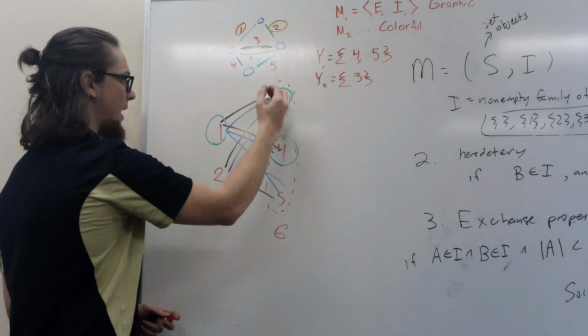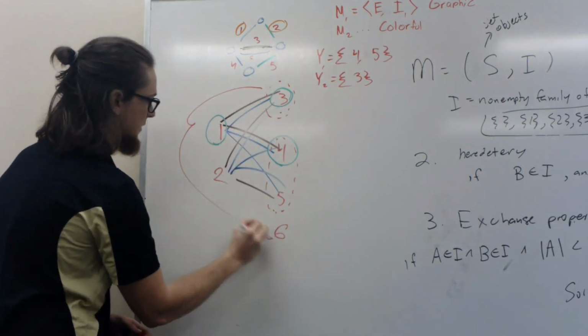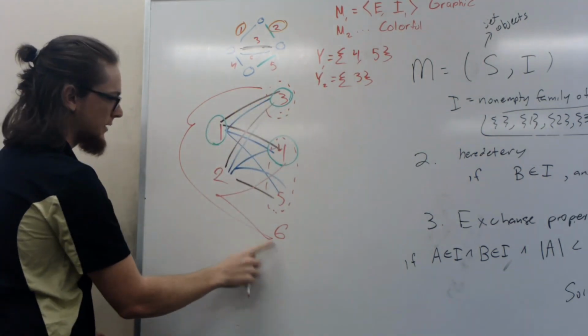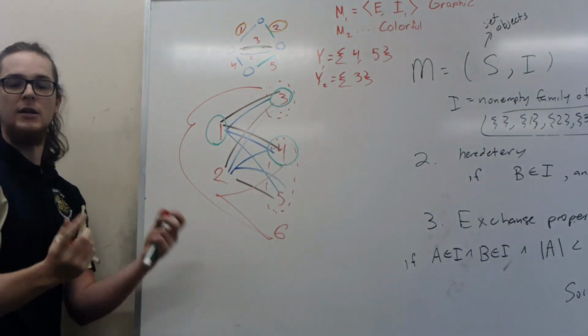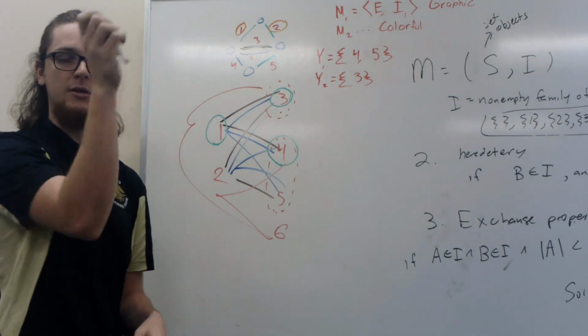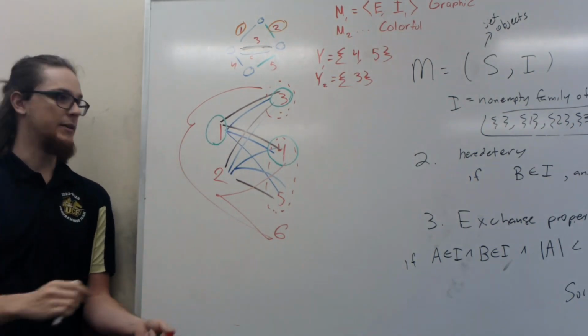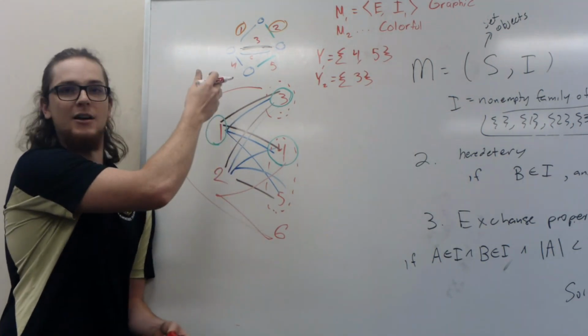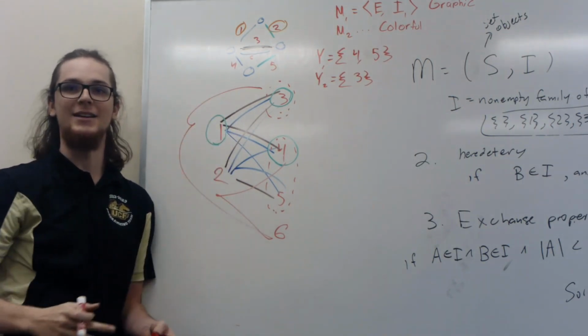So your augmenting path might be from 3 to 1 to 6 to 2 to 4. And then what you would do is you would add 3, remove 1, add 6, remove 2, and add 4. And then your independent set still increases in size by 1. So your augmenting path could be quite long, but the idea is the same. I don't think this is an augmenting path, but you get the idea.